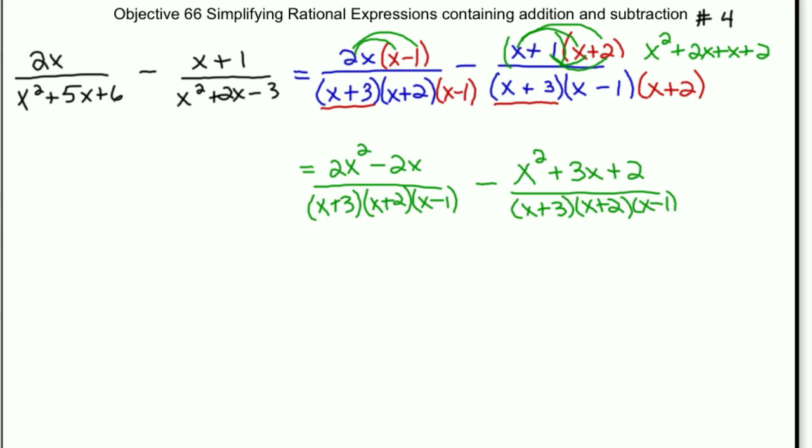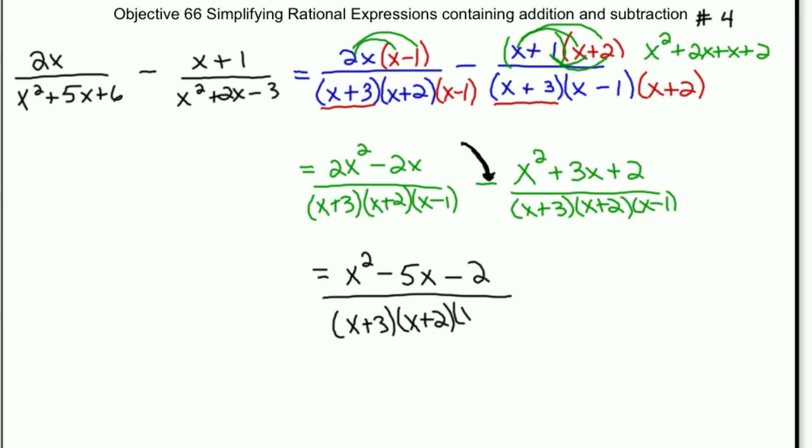Now I have common denominators, so I can go ahead and combine these things through subtraction. Now as I go from one fraction to the other, remember to travel through this minus sign. This is like a distribution kind of thing with the negativity. Okay, so watch out for positives and negatives here. We're going to have 2x squared minus x squared, which is x squared. I'm going to have negative 2x minus 3x, which is negative 5x. Now I don't have a constant term here, so it becomes negative positive 2, which makes it negative 2. All over x plus 3 times x plus 2 times x minus 1.